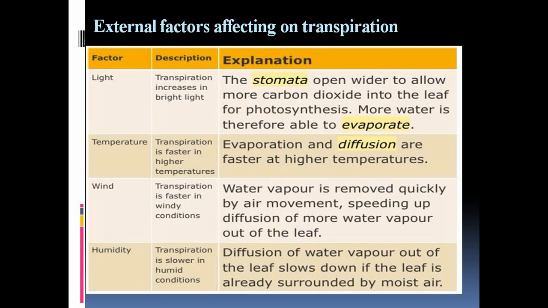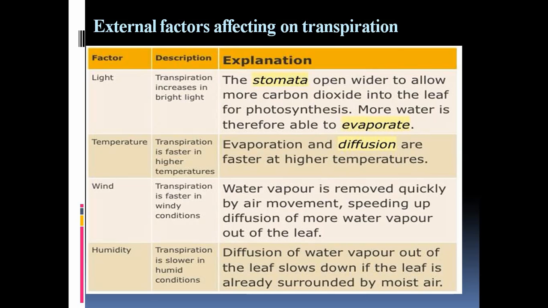Next we come to some external factors affecting transpiration. The first external factor is light. Very interesting. We all know stomata remain open in the presence of light. When there is light, the stomata open wide. And why? They open wide not for transpiration but to allow diffusion of carbon dioxide for photosynthesis. And at that time, the water also gets released into the atmosphere.